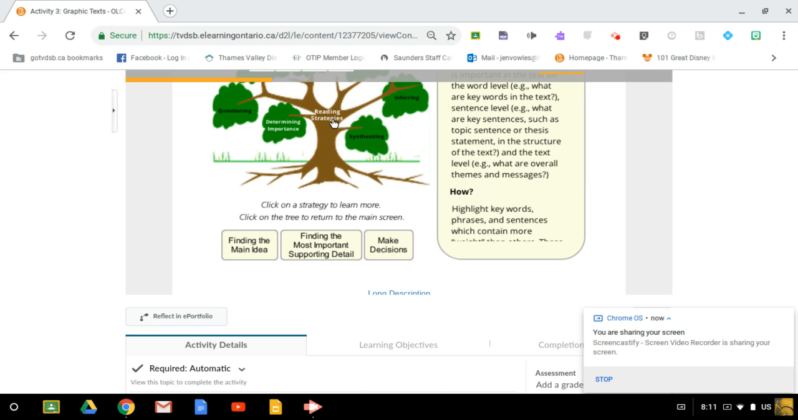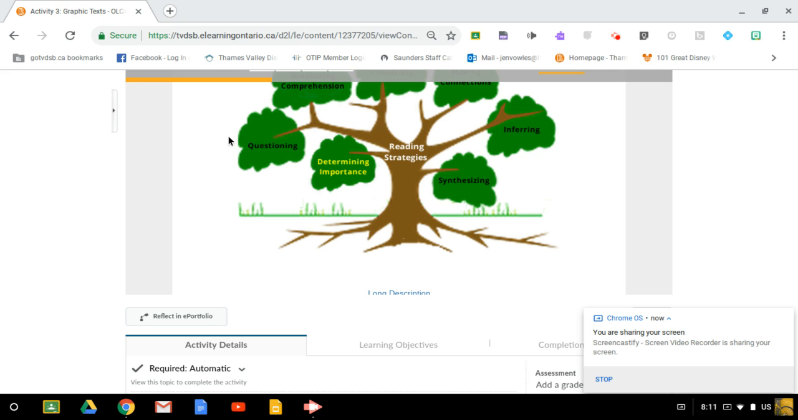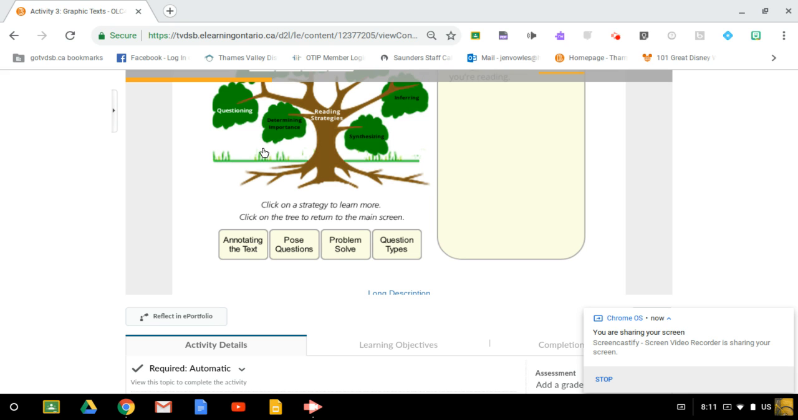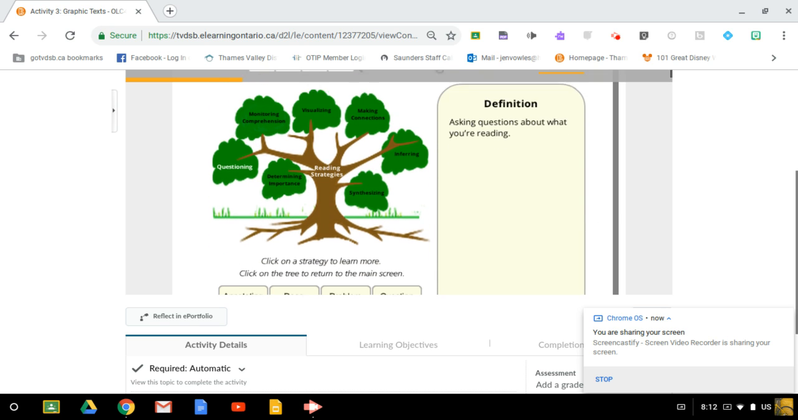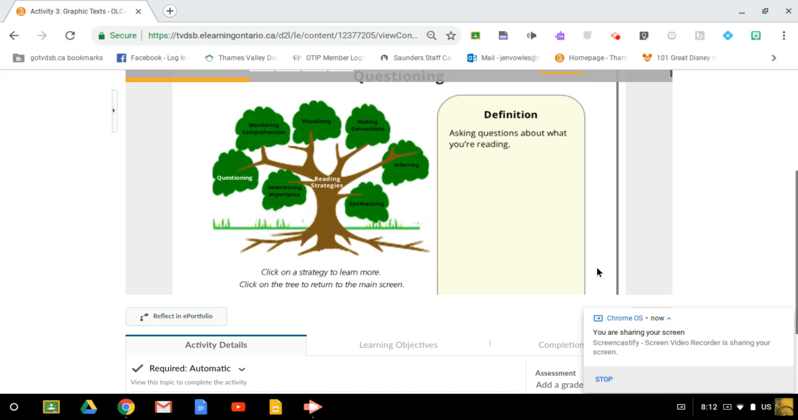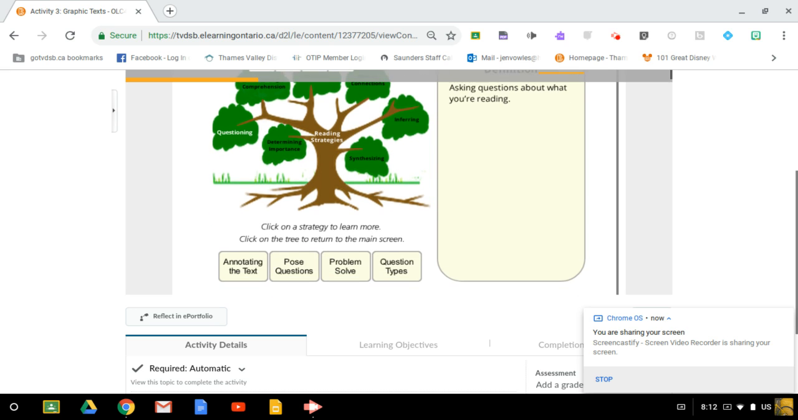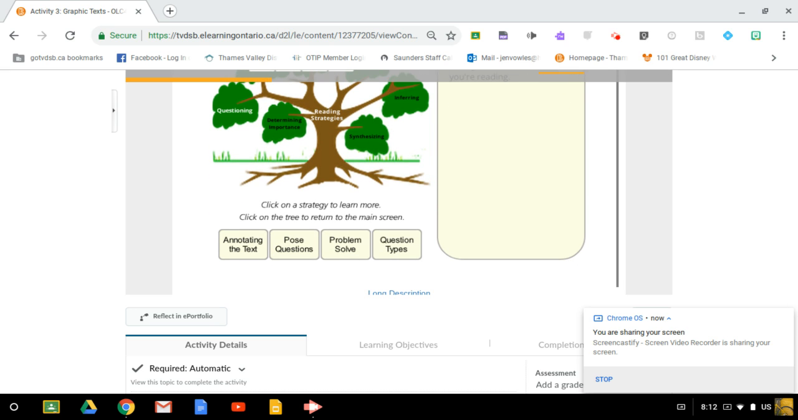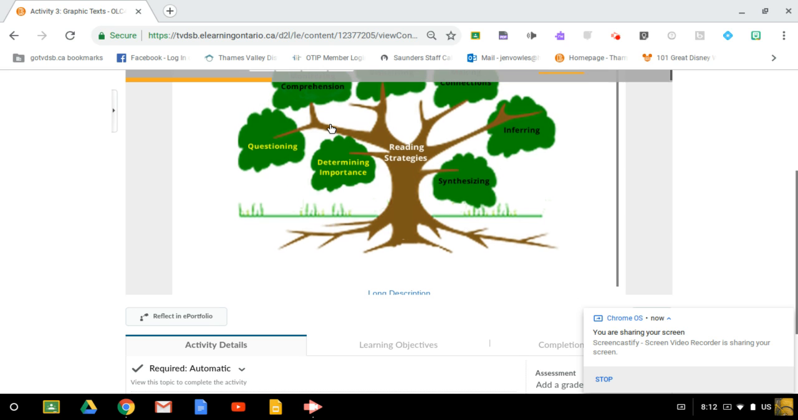So then we're going to click back onto reading strategies, go to questioning, and again, we have a lot of links here. So I'm going to go through the definitions and I'm going to ask that you go through and look at the different aspects of each strategy. Okay, so here we have asking questions about what you're reading. You can do this before, during, or after reading a text. And if you click on these different aspects, it'll go over questioning in more detail.